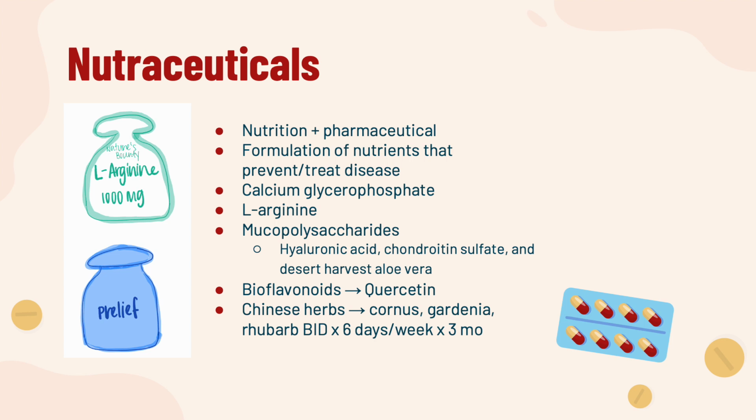Mucopolysaccharides can act as GAGs and protect the urothelial lining, as mentioned before. Desert Harvest freeze-dried aloe vera is commonly used by urogynecologists and urologists. It has been shown to effectively reduce bladder pain and can improve day-to-day life for patients. Bioflavonoids found in foods can be broken down into quercetin, which can inhibit histamine release from mast cells. Lastly, Chinese herbs have been found to decrease pain symptoms in patients as well.